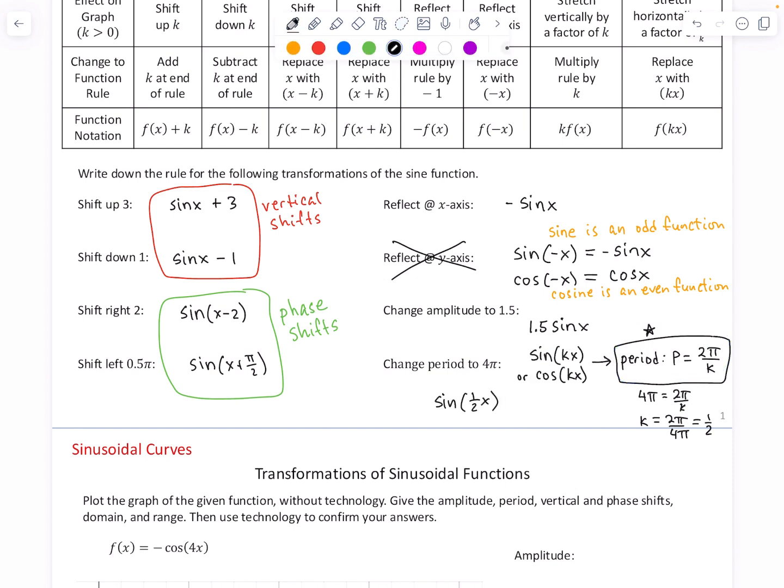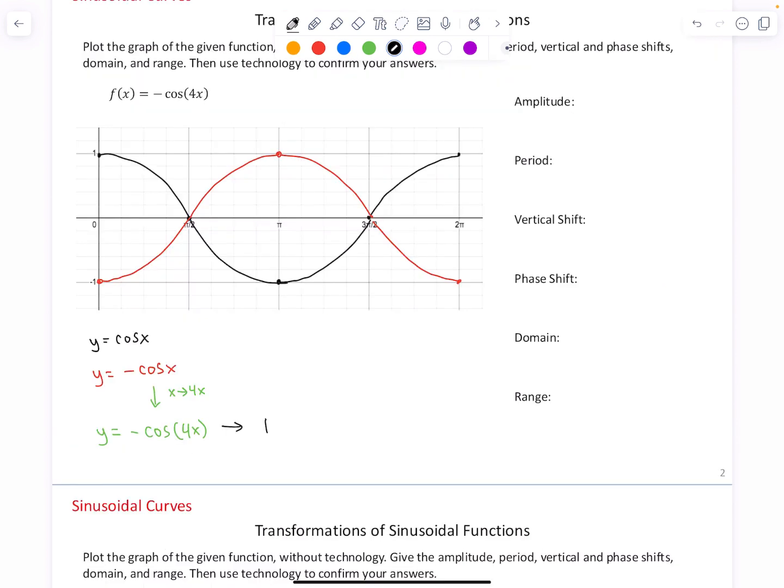So sine or cosine of kx will have a new period that can be calculated by doing 2 pi divided by k. So here we know that the period of this wave will be 2 pi divided by whatever k is, and k happens to be 4. Simplifying this, 2 pi divided by 4 becomes just pi halves. So the green graph will look like the red graph, but the period will now be pi halves instead of 2 pi.